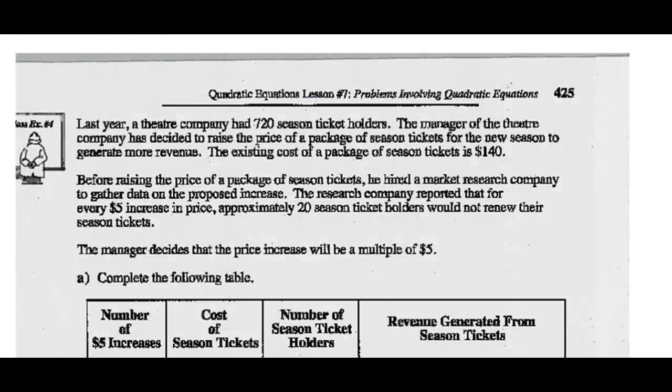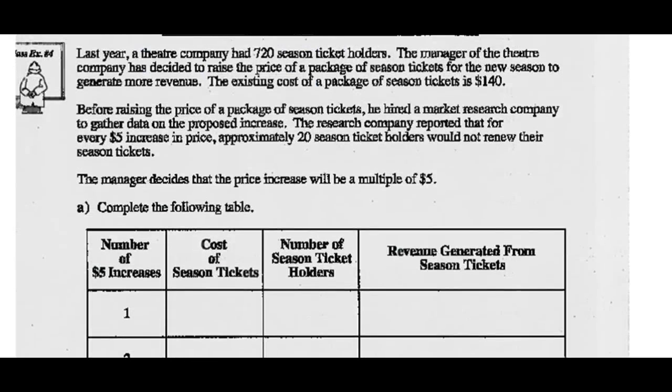Beautiful. Let's look at example 4. Last year, a theater company had 720 season ticket holders. The manager of the theater company has decided to raise the price of a package of season tickets for the new season to generate more revenue. The existing cost of a package of season tickets is $140. So before raising the price, he hired a market research company to gather data on the proposed increase. The research company reported that for every $5 increase in price, approximately 20 season ticket holders would not renew their tickets. The manager decides that the price increase will be multiples of $5.